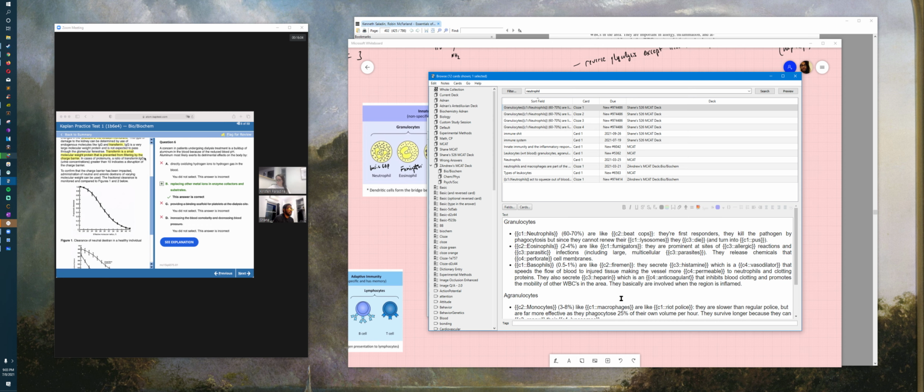Eosinophils are like fumigators that are prominent at sites of allergic reactions, and parasites. They release chemicals that perforate cell membranes. Often you'll see things that kill bacteria like that, because if you perforate a cell membrane, it's going to be exposed to a non-isotonic environment, so it will either shrivel up or blow up.